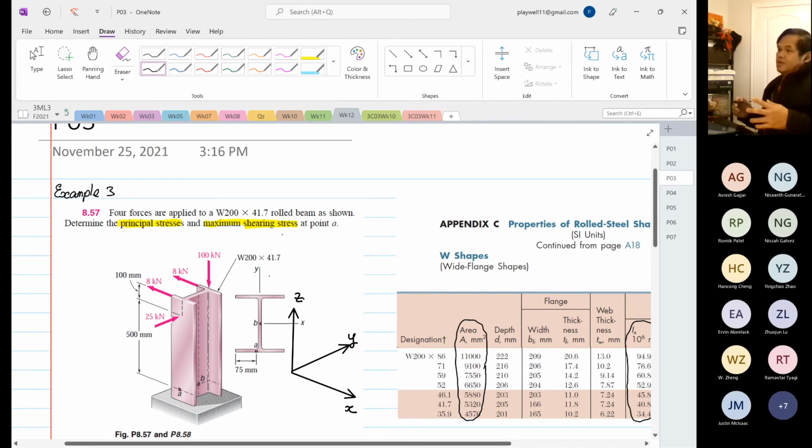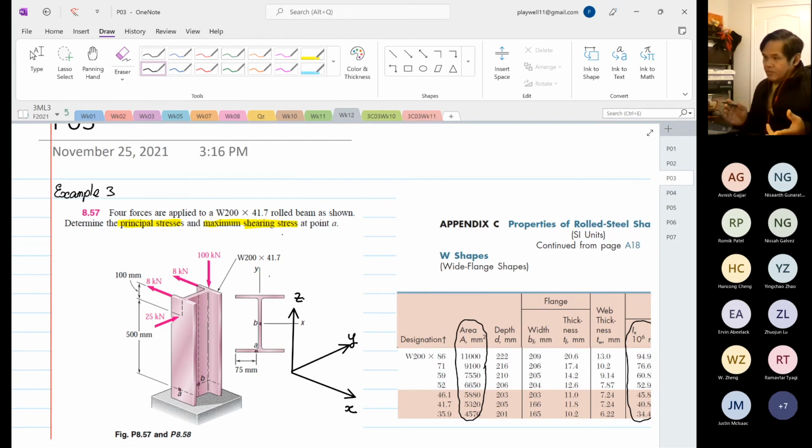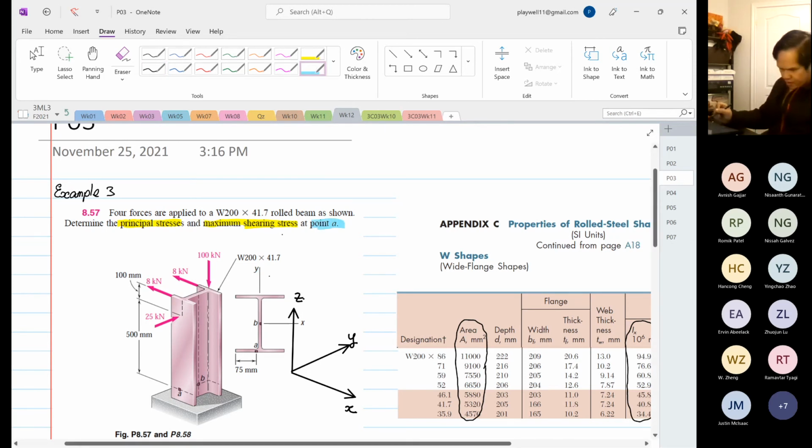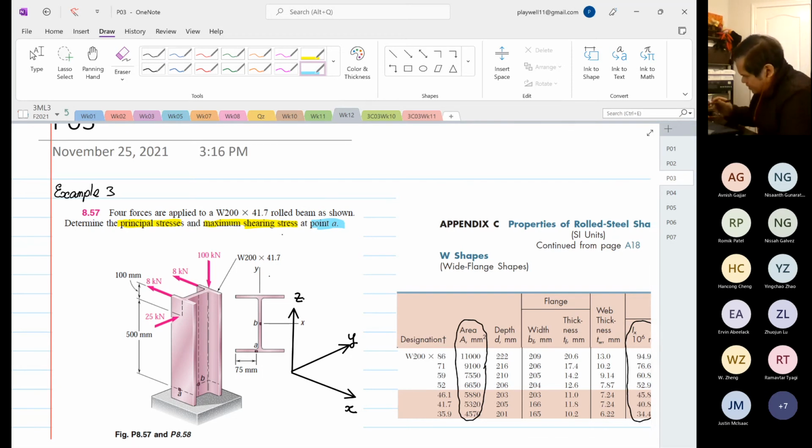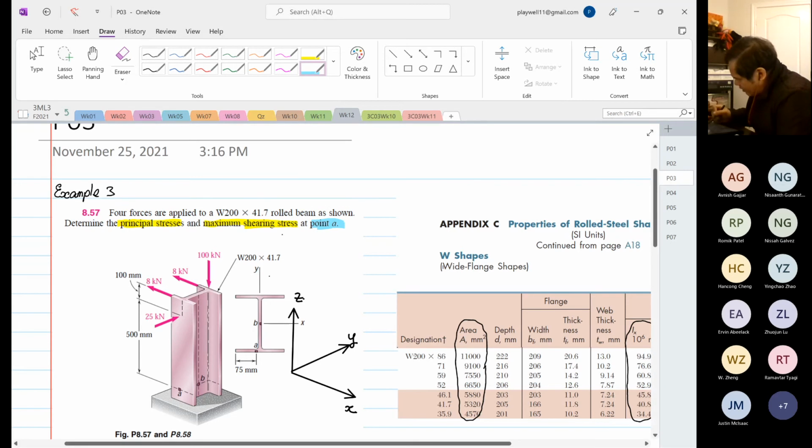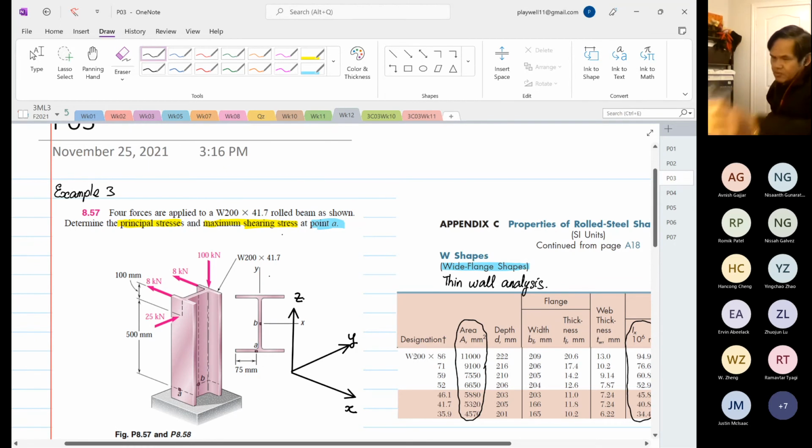Okay, so as I said, define your transformation first. That is very important, that is critical. So this question asks us about point A. What is our stress state at point A? And this beam over here, you can see that this is a wide flange shape, so we know that we have to apply thin wall analysis. If you do thick wall, we are in trouble. We have to define thin wall analysis.